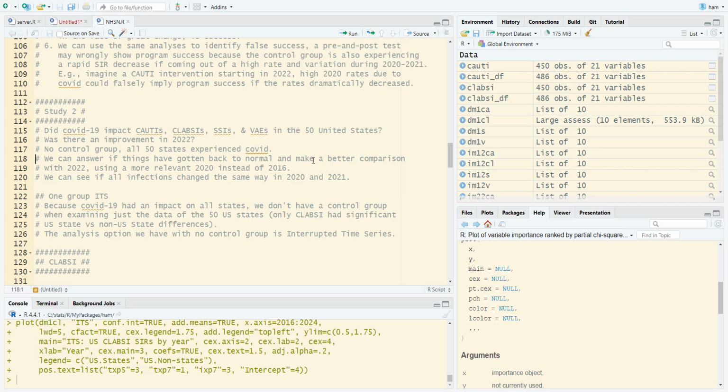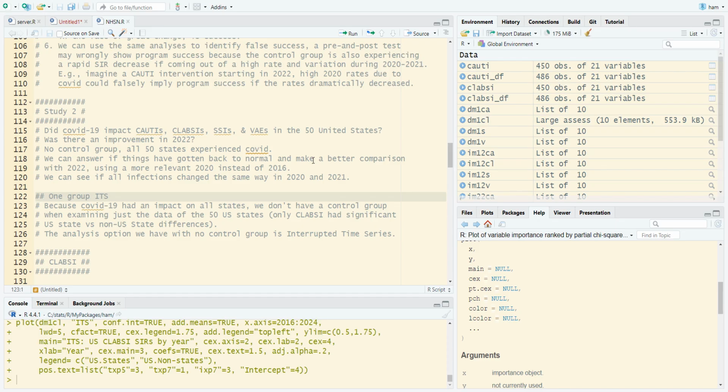So what we can do is compare that 2022 onward period with the 2020 and 2021 periods. And we can see if all infections changed the same way in 2020 and 2021. So we have a middle period for those 2 years. Did everything go up in 2020 and then come back down in 2021? Or was there a mix and match where some infections increased in 2020 while other infections had the biggest increase in 2021? We can identify that with this type of analysis.